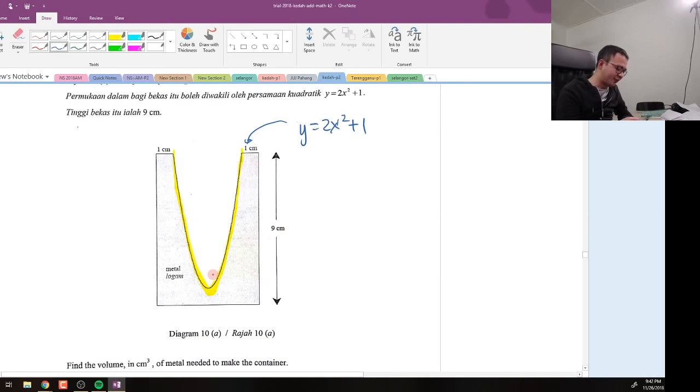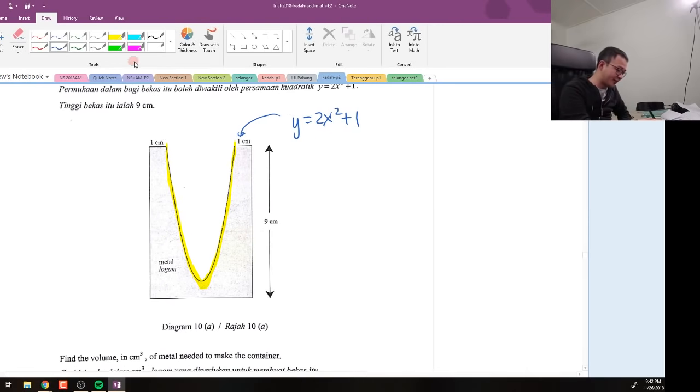In order to find this volume, the first thing is we need to find the volume inside. So I need to find the volume inside here. To find the volume inside this, you should know you are doing integration.